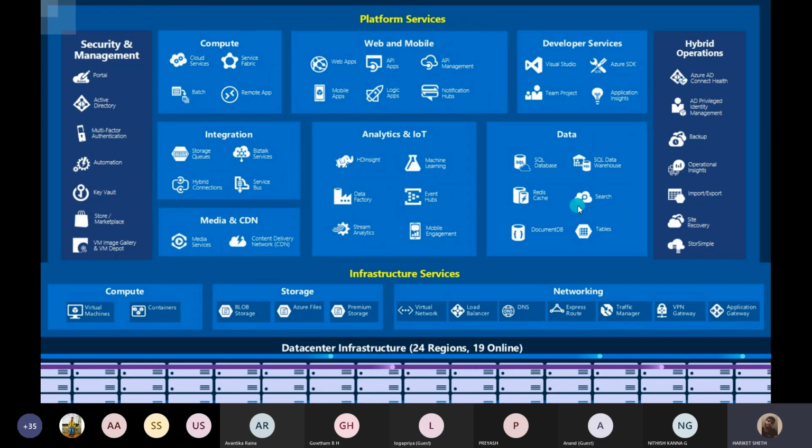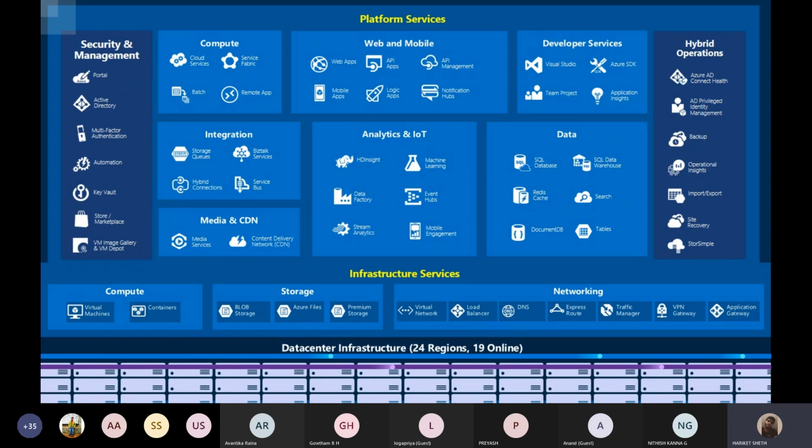In data particularly, you have SQL database, NoSQL database, relational databases, document-based databases, data lakes, data storage mechanisms, search facility, Redis cache, and tables facility also. So these are all data specific. Whereas coming to analytics and IoT, you have mobile engagement, machine learning, and blockchain, which I don't think is mentioned here, but you also have AI and blockchain specific use cases.